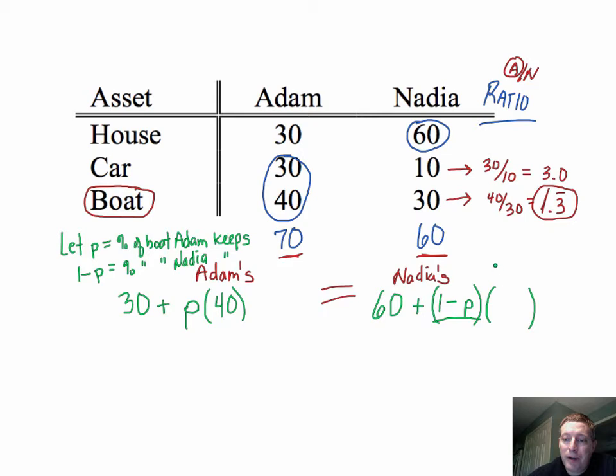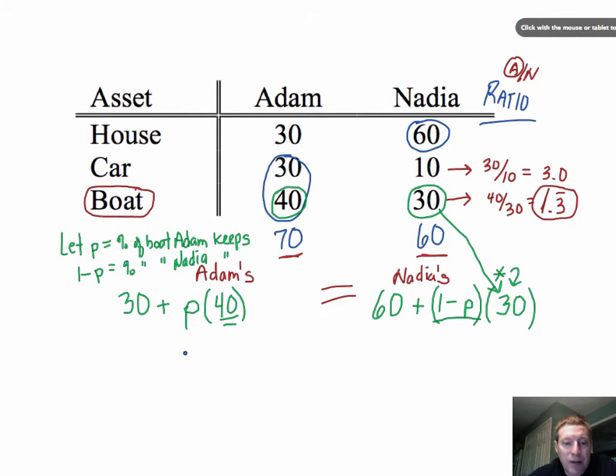the boat points. But here's where you've got to watch out. The boat points that go right there have to be the boat points from Nadia's perspective. So over here we put a 40 because that's what Adam bid for the boat. In these parentheses we're going to put 30, because it's got to be from her perspective, based on her value of the boat. So we're going to take 1 minus P times her value of the boat. It's very important to make sure you don't put the same number on both sides, because they don't value it the same. Adam values the boat at 40 points of his 100, and Nadia values the boat at 30 points of her 100. But now we've got an algebraic equation.